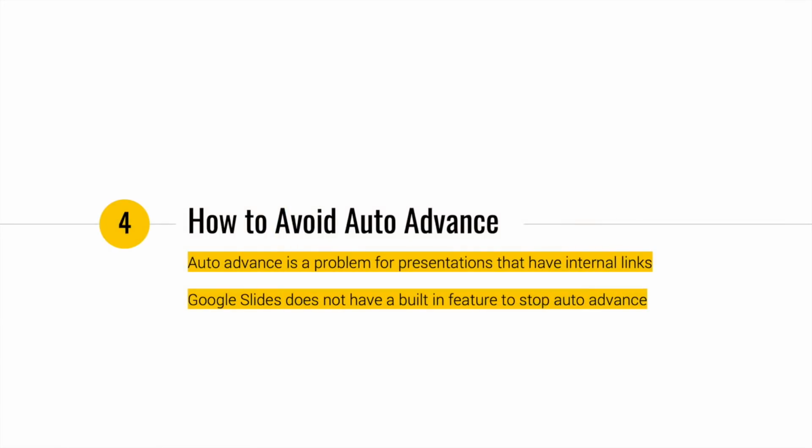bar. The next hack I want to show you is how to avoid auto advance. So auto advance is when you click somewhere on a Google Slides presentation and it immediately advances you to the next slide automatically. So the problem with this, of course, is with presentations with internal links. So if students are able to just click anywhere on the slide and it immediately takes them to the next slide, then they're not going to end up where you want them to be. So Google Slides doesn't have a built-in feature to stop the auto advance, so we kind of have to use some hacks to get around it.